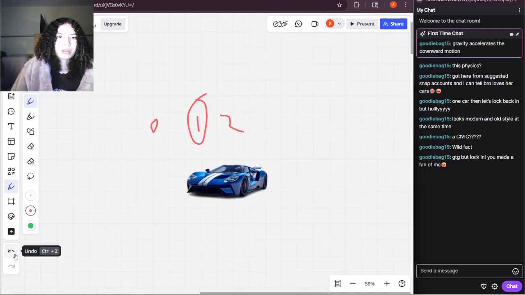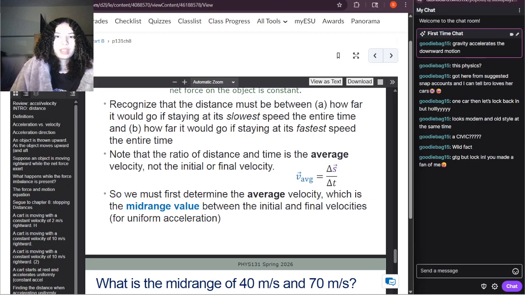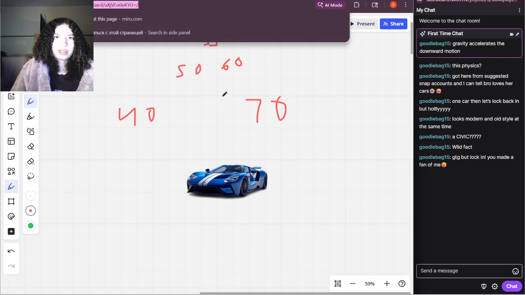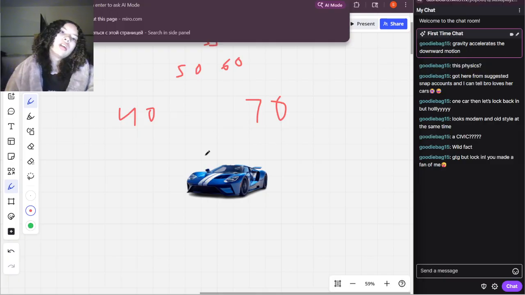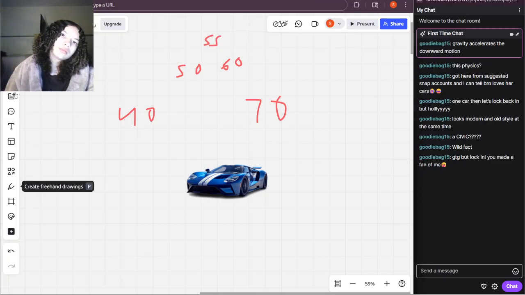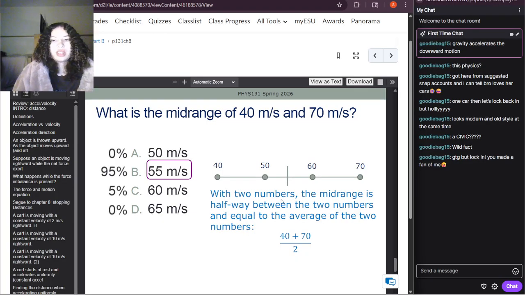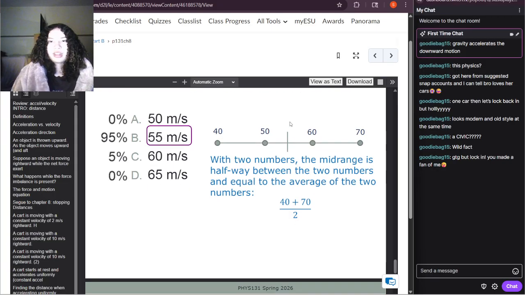So the next one asks, what is the midpoint between 40 and 70? Well, there's 50 and 60. My guess is like 55. I don't know, there's not really a middle, is there? It is 55. I'm goated. With two numbers, the mid-range is halfway between the two numbers and equal to the average of the two numbers: 40 plus 70 divided by 2. I just took a guess because it was in the center.